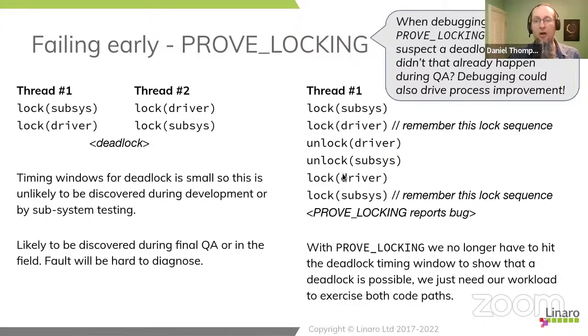We can then see the opposite thing on the same thread. We can see lock driver, lock subsystem, and we can also remember that lock sequence. And we can then compare it to all the other lock sequences we've ever observed. And we can say that there is a contradiction here because there is a risk of deadly embrace between this type of thread here. So what happens when we have prove locking enabled is we no longer have to hit the timing window to show the deadlock exists.